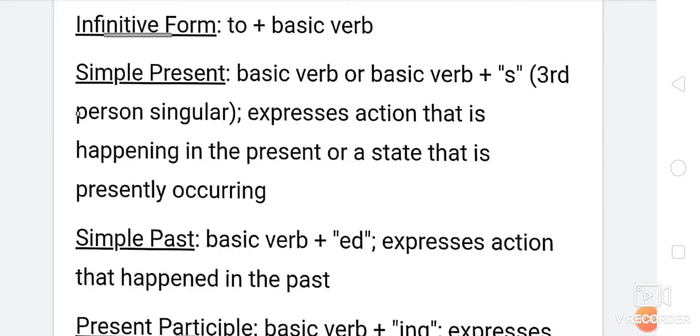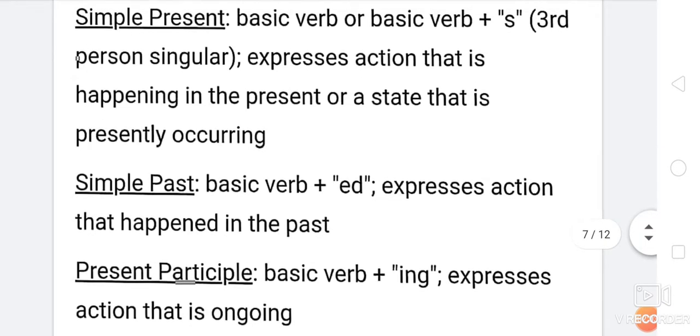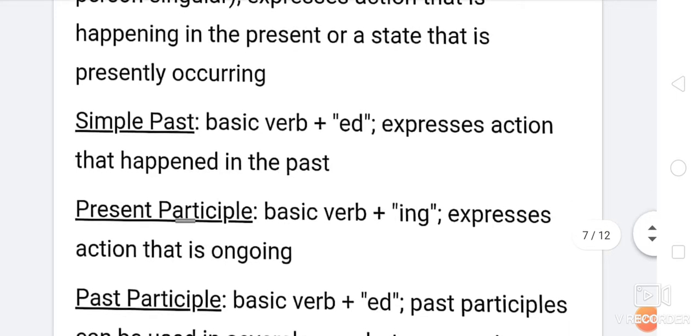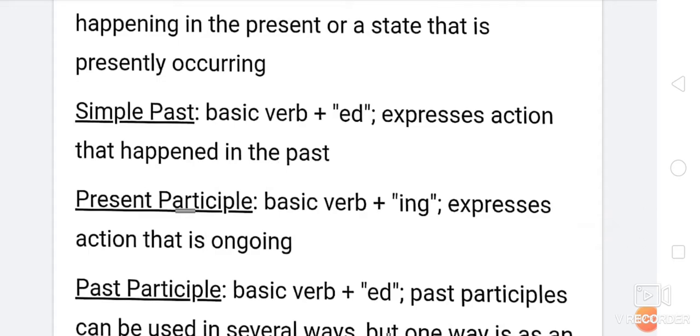Now, what is the third form of the verb? The third form is simple past. What is simple past? This is the basic verb followed by ed. These verbs express an action that happened in the past. As the name itself tells us, the simple past is all about past actions that have already happened. Any verb followed by ed, for example cooked, indicates that the action has already happened. So this is the third form of the verb.